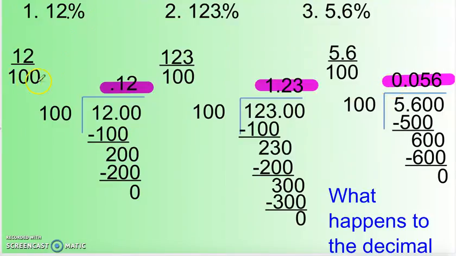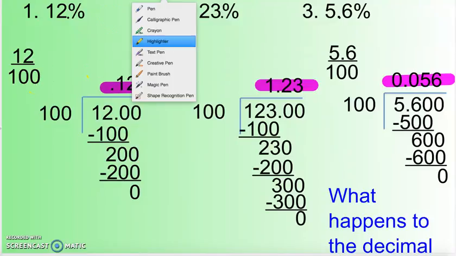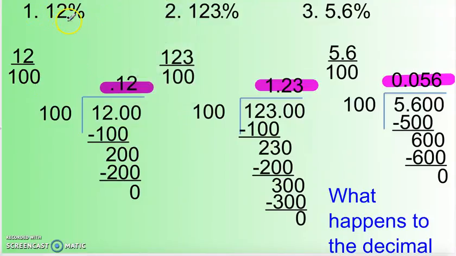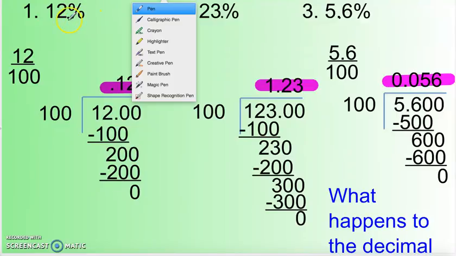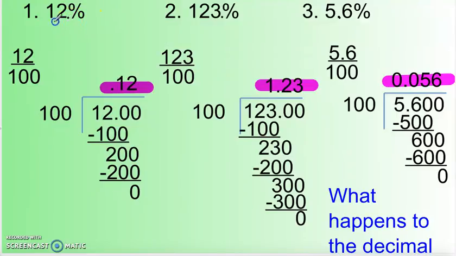So when we divided by 100, how many of you noticed that when we divide by 100, really we're just moving that decimal point, oops, I need my pen. We are moving that decimal point to the left. And so now it's at 0.12. Same thing with this one. I am moving it to the left. Same thing.